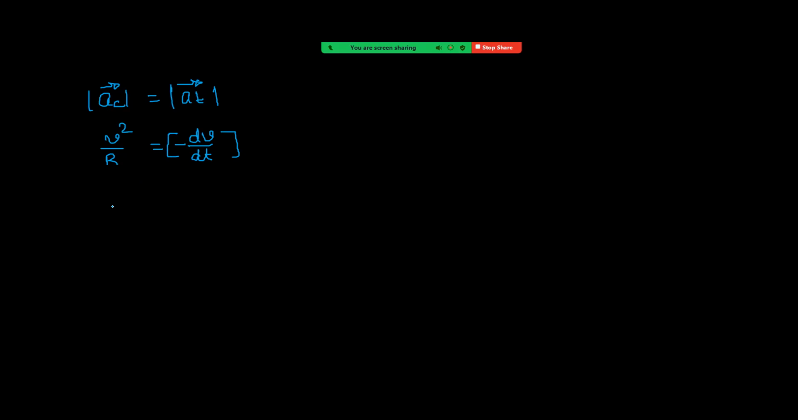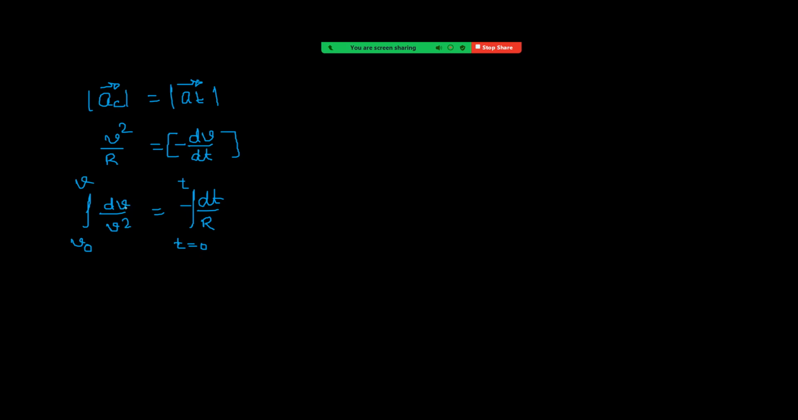We can write dv by v square equal to minus dt by r. Check it once. I have taken v square here, dv by dt here. Okay. Now integrate. The condition given is that initially when t equals 0, velocity is v naught. While taking integration, we should be very careful with the limits. So when time is 0, velocity is v naught, and at time t, it is v.